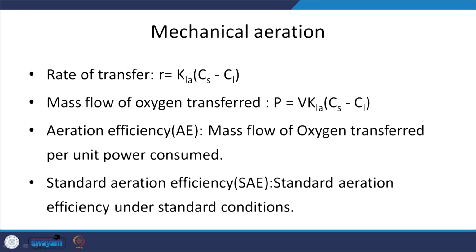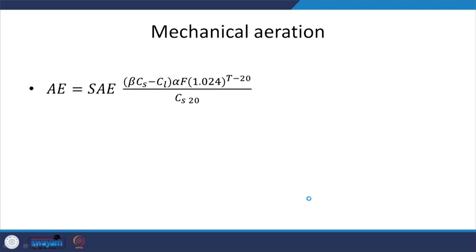Mechanical aeration, so as I mentioned, the rate of transfer depends upon the coefficient and the difference between the concentration at equilibrium, which is typically the constant, and the concentration in the liquid, let us say. So, mass flow, I will have to multiply that by volume. And here we have other terms, aeration efficiency, the mass flow of oxygen transferred per unit power consumed. So, this obviously takes into account the local conditions with respect to the pumps and such. Standard aeration efficiency, the aeration efficiency at standard conditions. This takes into account your pumps and energy efficiency too. So, that is what you have, again a similar profile.